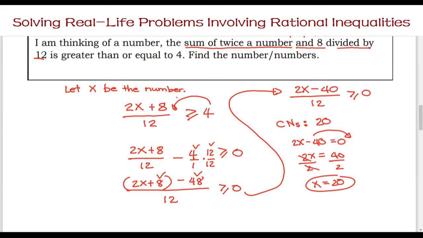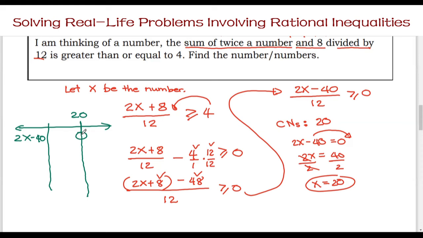So, gawa lang tayo ng real number line. Isa lang naman ang critical number natin, 20. So, extend lang natin dito. Tapos, dagdagan lang natin ng isa. Tapos, isusulat ko dito yung numerator, 2x minus 40. Saan siya nagsi-0? Dito.